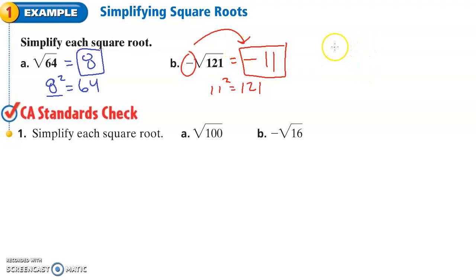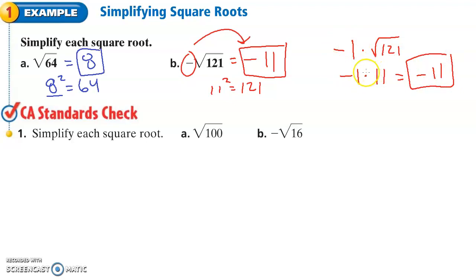Well, if you ever have a negative sign in front, that's the same thing as negative 1 multiplied by that number. And if we simplify this step by step, we would figure out that this is the same thing as negative 1 times the square root of 121 is 11, and negative 1 times 11 is negative 11. So that is the long way to go about this problem. The short way is if you ever see a negative sign in front, we should keep it in front. All right? The negative sign is not inside the square root, and we are simplifying the square root by itself.